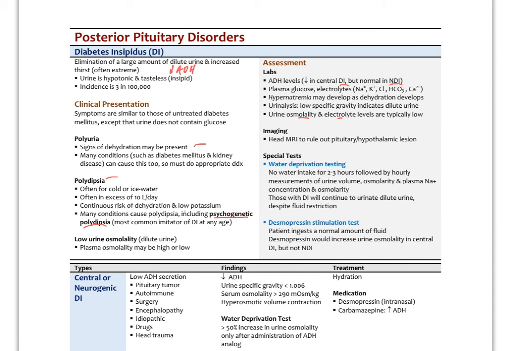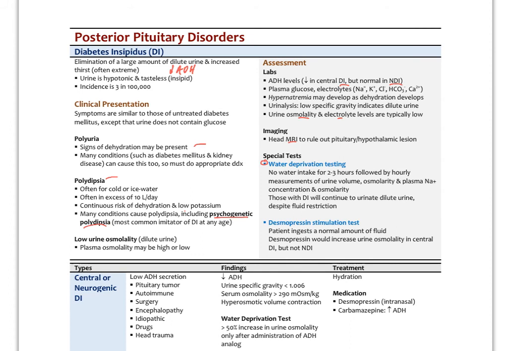Might need to do a head MRI, brain pituitary MRI, to rule out a pituitary or hypothalamic lesion. And there are specialized tests that can be done for diabetes insipidus. It's called the water deprivation test. Again, this would be a referral usually, if you suspected this. The patient has no water intake for 2 to 3 hours, and then you have hourly measurements of urine volume, osmolality, and the plasma sodium concentration and osmolality. So we're going to check all those. And then those with diabetes insipidus will continue to urinate dilute urine despite the fluid restriction. So that would be a classic finding there.